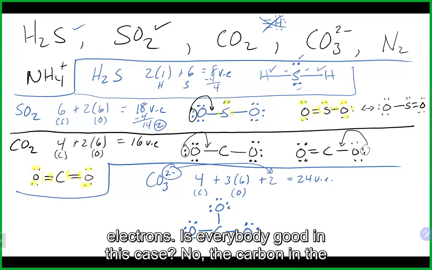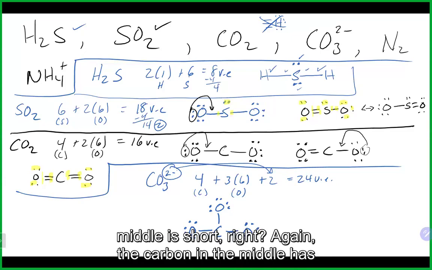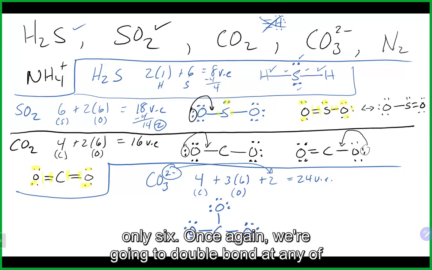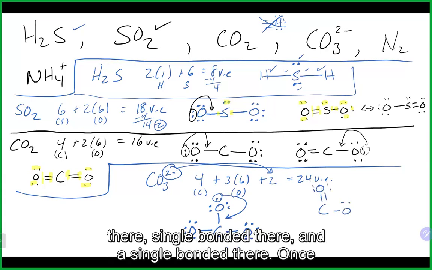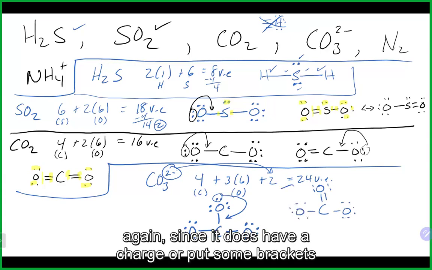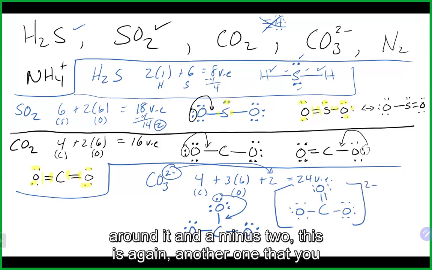Is everybody good in this case? No, the carbon in the middle is short, right? Again, the carbon in the middle has only 6. Once again, we're going to double bond at any of those oxygens, and that would get us a double bonded oxygen there, single bonded there, and a single bonded there. Once again, since it does have a charge, we'll put some brackets around it and a -2.